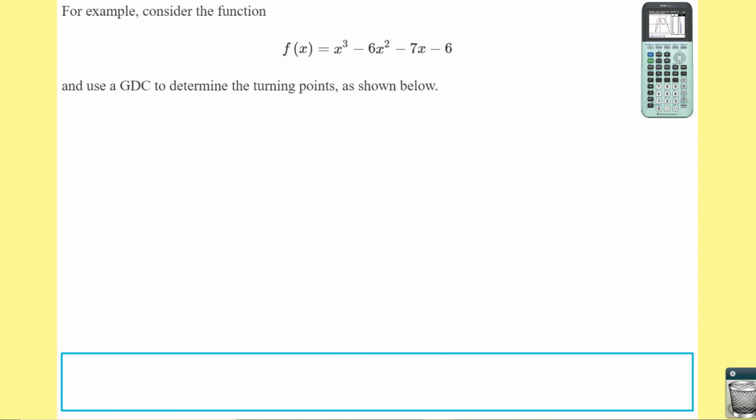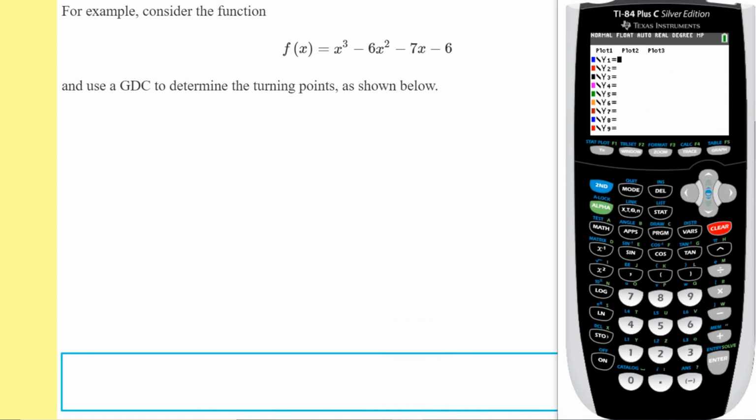So let's do an example. We want to find these turning points. That's another name for maximums and minimums. So we get out our calculator and we go to our y equals, and this screen should pop up. You type x cubed, so you need the caret symbol, then hit right, so you get over, minus 6x squared minus 7x minus 6. So we graph this.